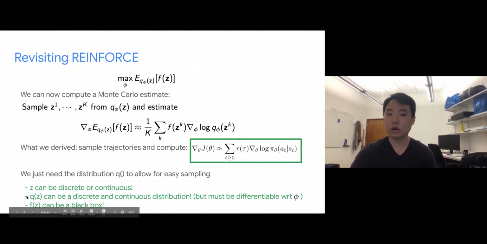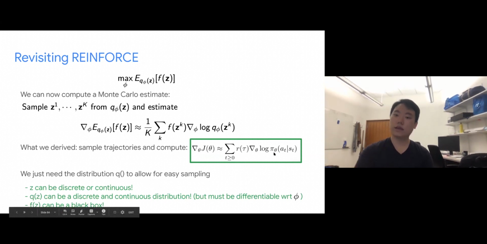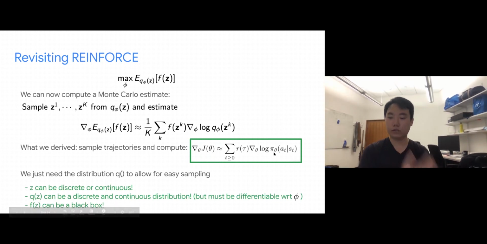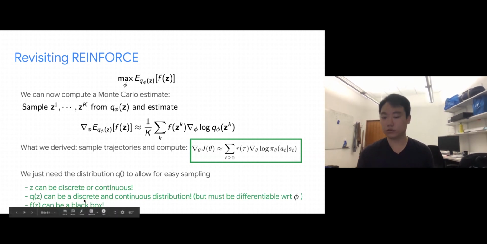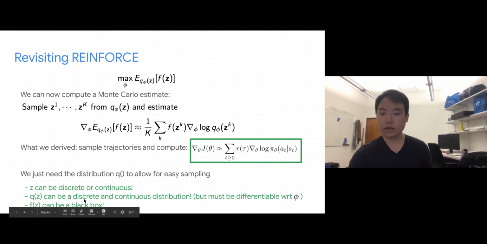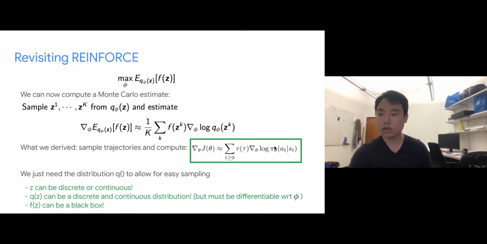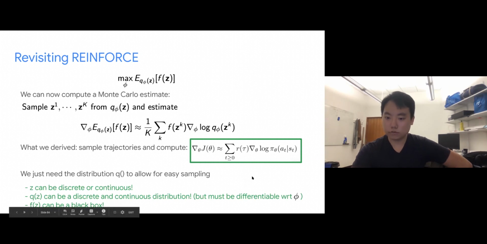In our case, our Q of z was basically our policy pi, that takes in states and outputs a distribution over actions, but then you have to sample an action before you compute the reward of those actions, and therefore the reward of the trajectory. So the Q of z's can be both discrete and continuous. One thing it must be is differentiable with respect to phi. In our case, our policy is parameterized by theta, and you must be able to take gradients with respect to theta of the policy. That is very easily achievable. But a good thing is that Q of z can be discrete or continuous.